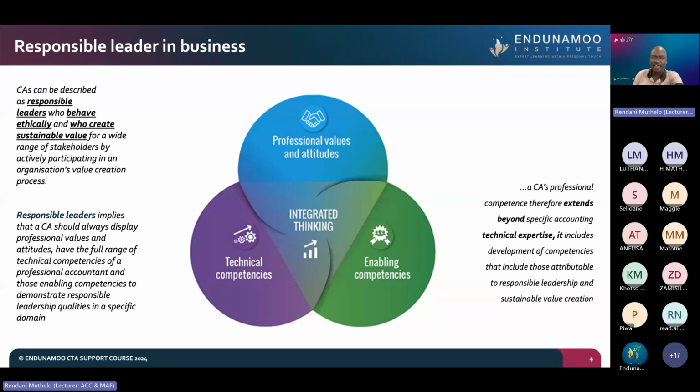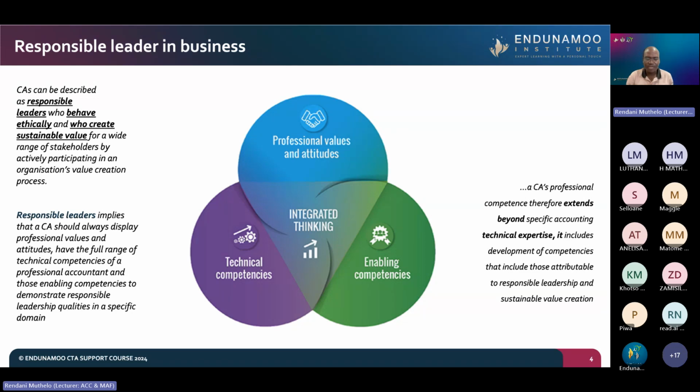And it follows that the second competency that will be expected of you when you attempt your AIC next year will be that of integrated thinking. So integrated thinking is a norm.